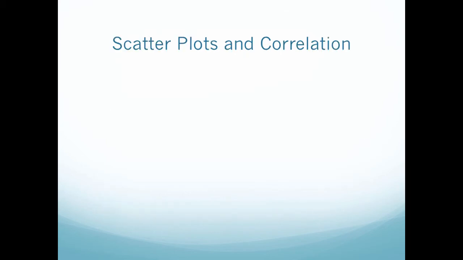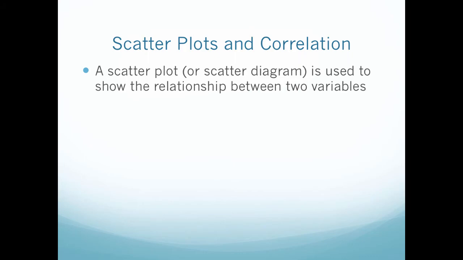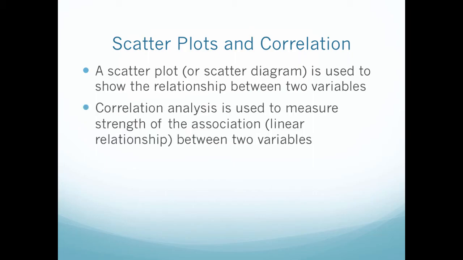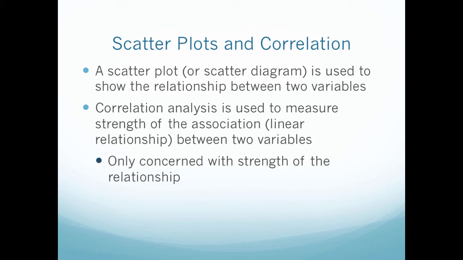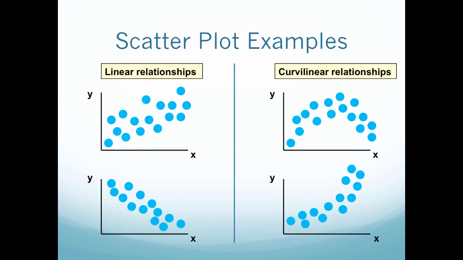To begin our talk on regression analysis, we're first going to talk about scatter plots and correlation. A scatter plot, or a scatter diagram, which we did in the homework in chapters 1 and 2, is used to show the relationship between two different variables. A correlation analysis is then used to measure the strength of the association or the linear relationship between the two variables. So within correlation analysis, we are only concerned with the strength of the relationship.